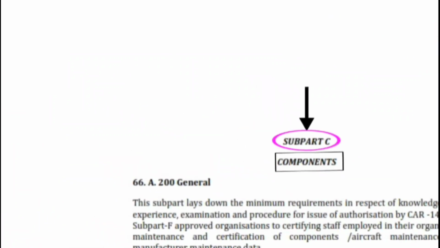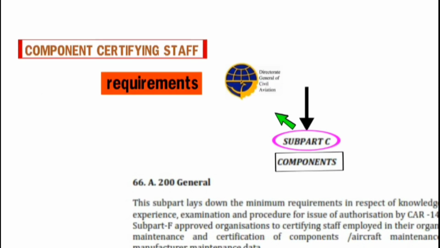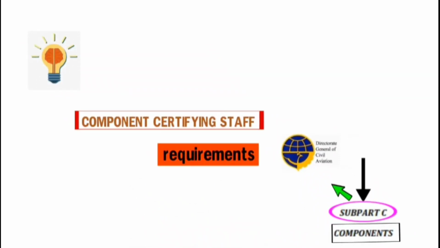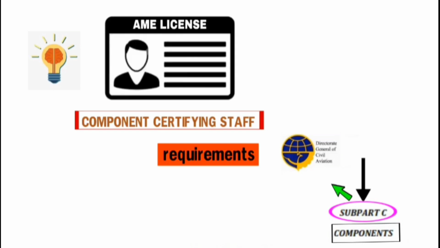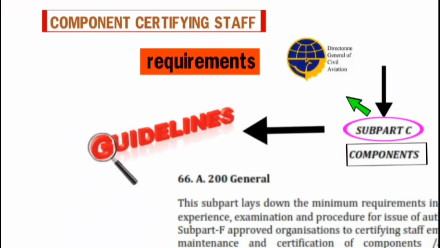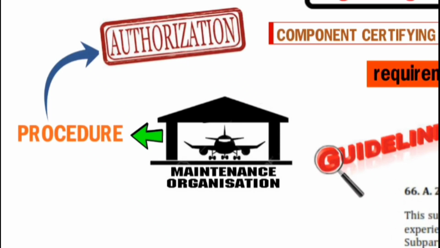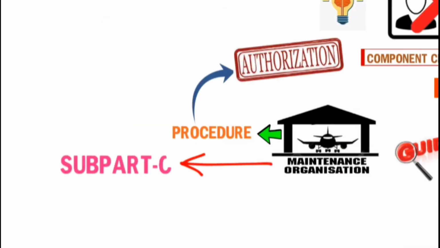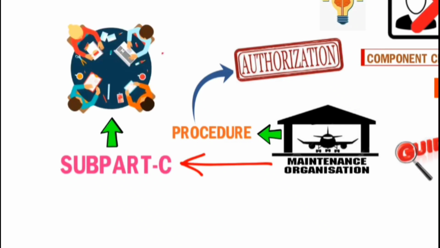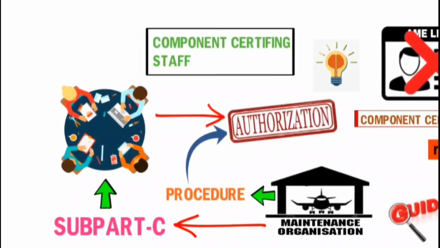So in this subpart C, DGCA have given a detailed requirement on how to become a component certifying staff. Keep one thing in mind, there is no license category for component certifying staff. In this subpart, DGCA have given a guideline to a maintenance organization on what needs to be followed for giving an authorization to a component certifying staff. And on the basis of this subpart C, the organization will make a program on how to give an authorization to a component certifying staff. This is important, do remember it.